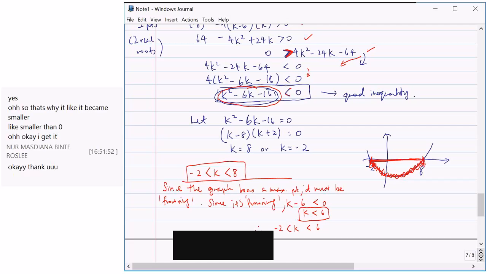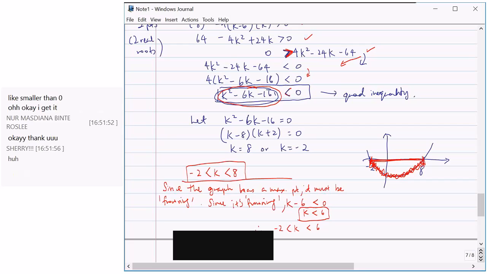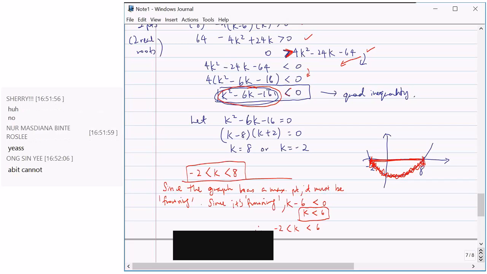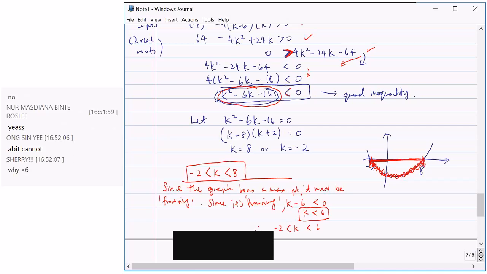Is that right? Sherry, yes? Which part you don't know? Okay, which part cannot? Why less than 6?